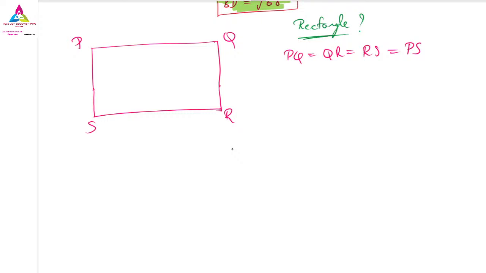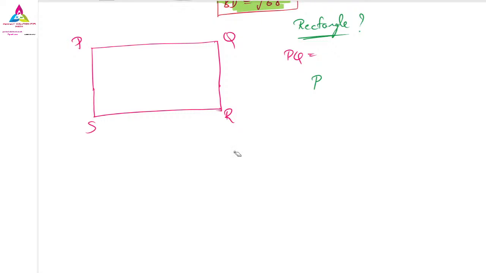If they give us 4 vertices like this way, and they ask you to find whether it is a rectangle, what we have to do, if we take PQRS, is take PQ equals QR, equals RS, equals PS, the first step. Again we have to find the diagonal also, because they have asked whether it is a rectangle.